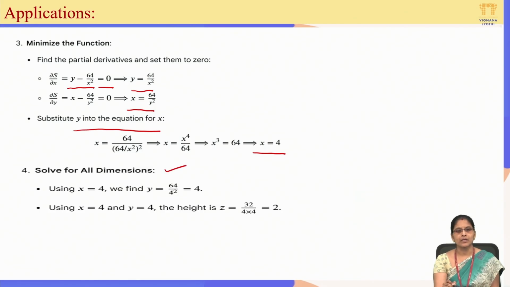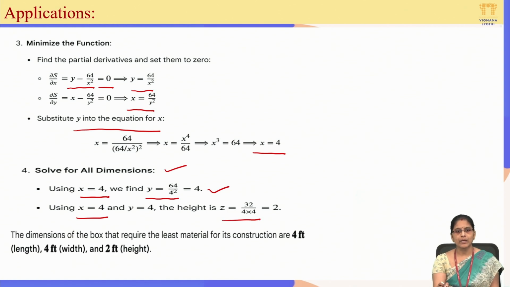Next, the last step is solving for all dimensions. We already found one value, that is x is equal to 4. Using that, we have to find the remaining two values, y and z. Using x is equal to 4, we get y is equal to 64 by 4 square, that is 4. Similarly, using x is equal to 4, we get the height z value, that is 2. Therefore, the dimensions of the box that require the least material for its construction are 4 for length, 4 for width, and 2 feet for height.